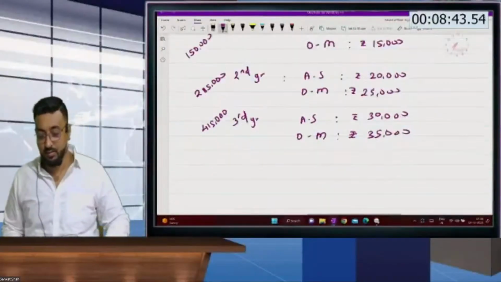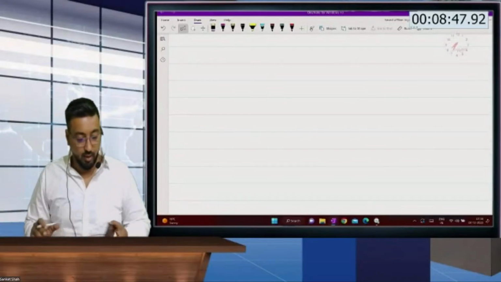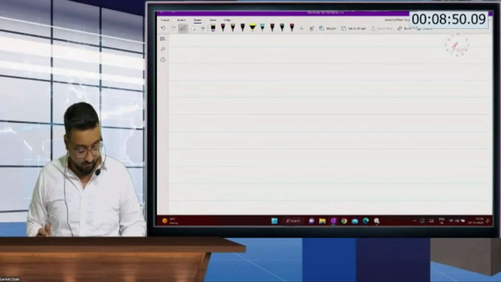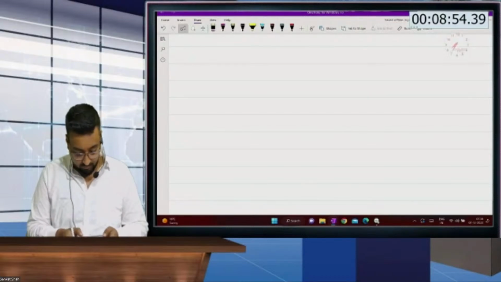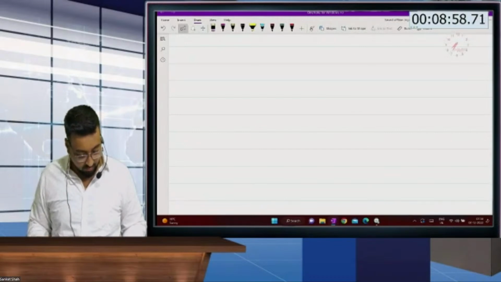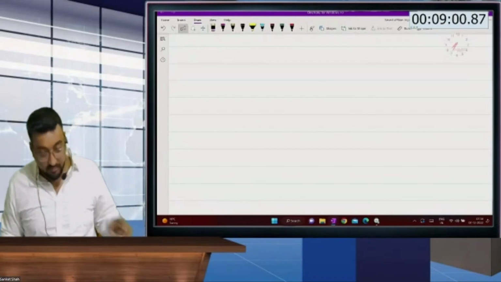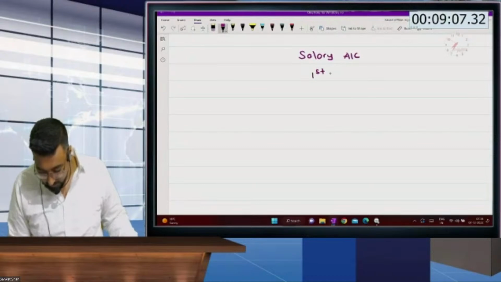Okay friends, now giving you salary account for first year. I hope every one of you has finished this. Got the correct answer, beta? Very good. All are intelligent students. Okay, salary account, first year.